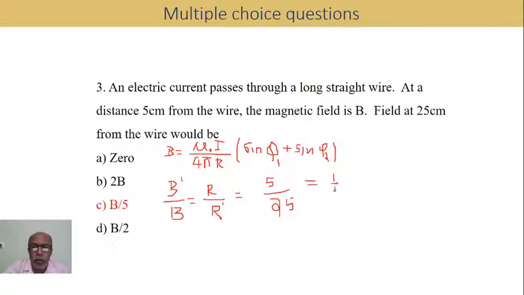Therefore, B dash is equal to B by 5. That is our answer. The magnetic field will be reduced by 5 times. B by 5 is the new magnetic field at a distance 25 centimeter from the wire. The option is C.